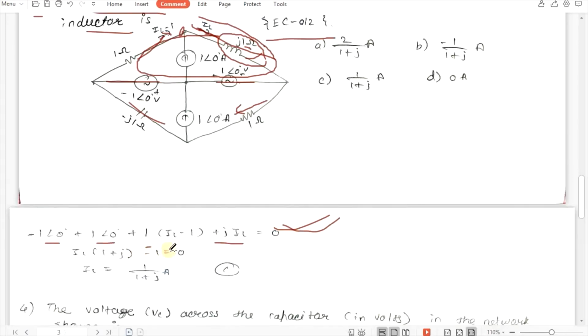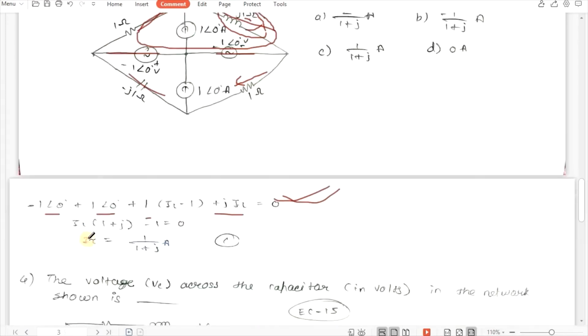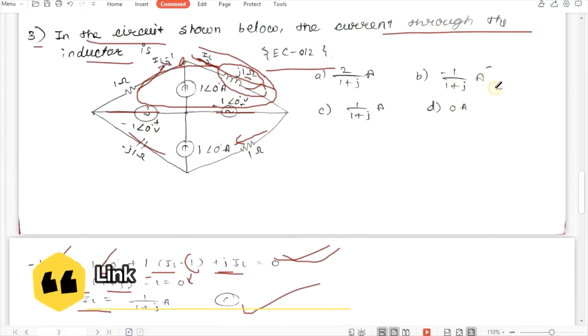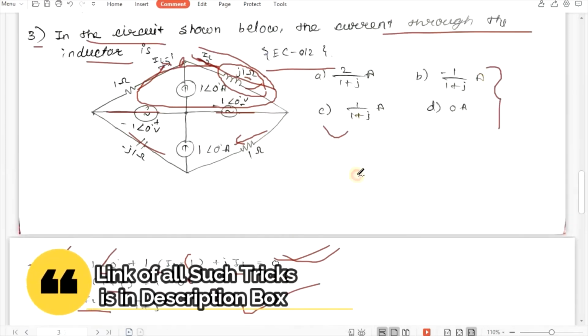Now if we try to simplify it and get IL on one side, we will get IL times (1 plus j). Here you can see this term got cancelled and we have only this. If we take it to the other side, it will be equal to 1. So we will get IL equals 1 upon 1 plus j ampere. This is the answer. Now if you compare with the options, you can see C is the correct answer.